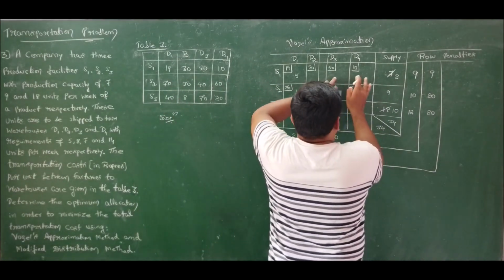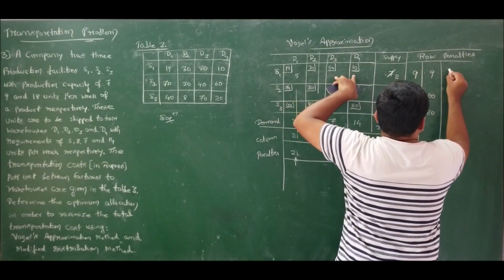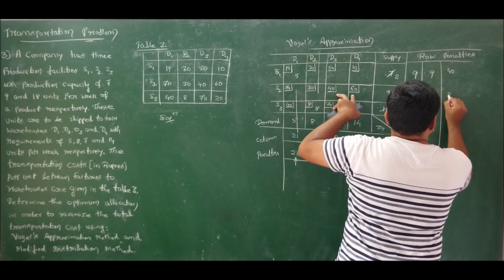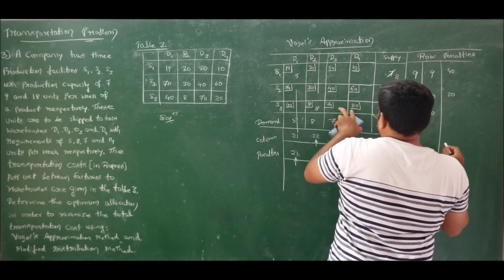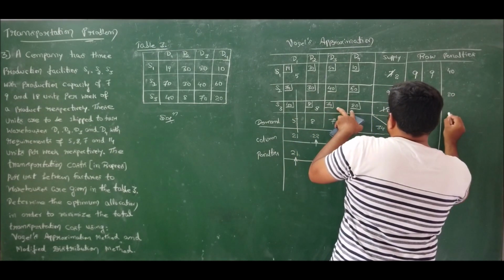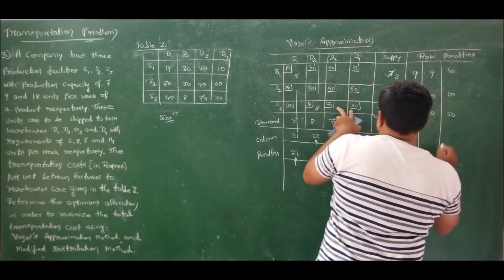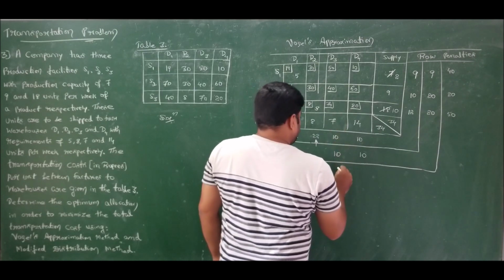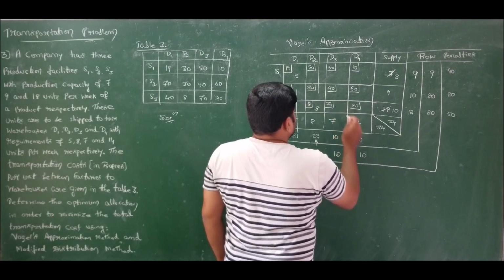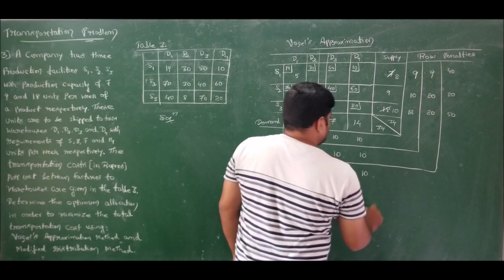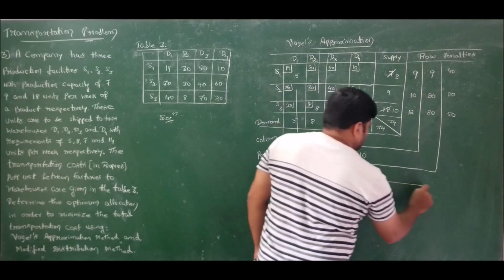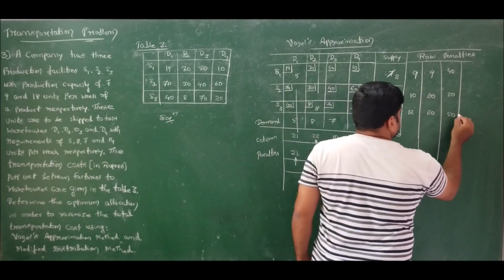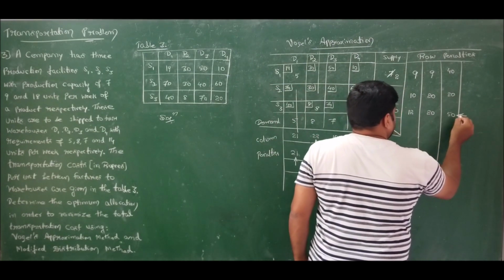Now if I calculate the penalties, it is 10 and 50, penalty is 40. Here we have 40 and 60, penalty will be 20. Here we have 20 and 70, penalty will be 50. Next, coming over here, these two are ruled out. Here we have the penalty as 10 and here also we have penalty as 10. In step 3, if you observe, the highest penalty is 50. So this is the highest penalty.